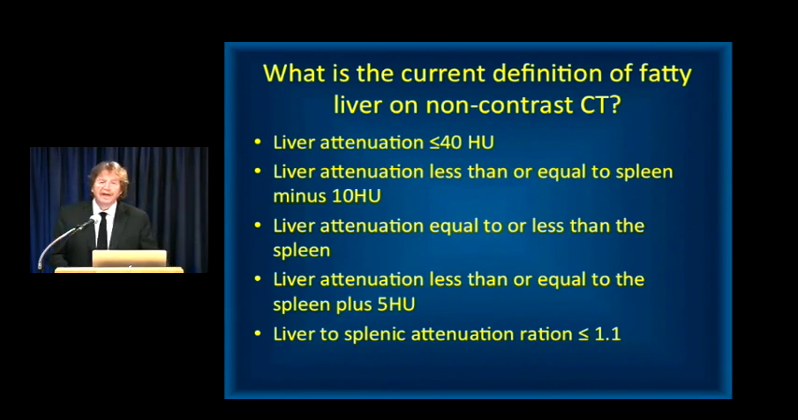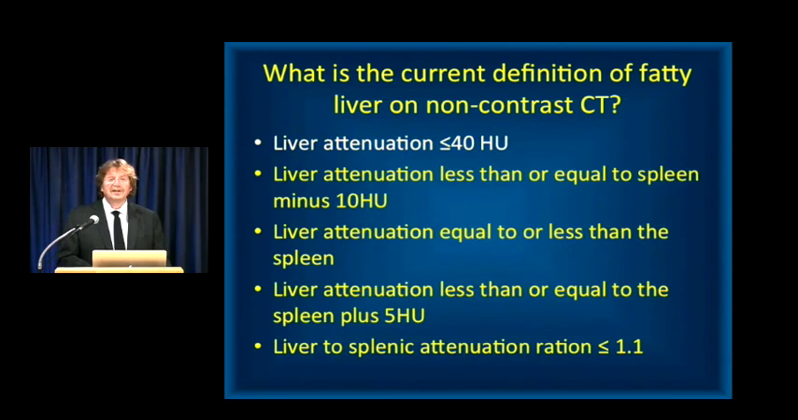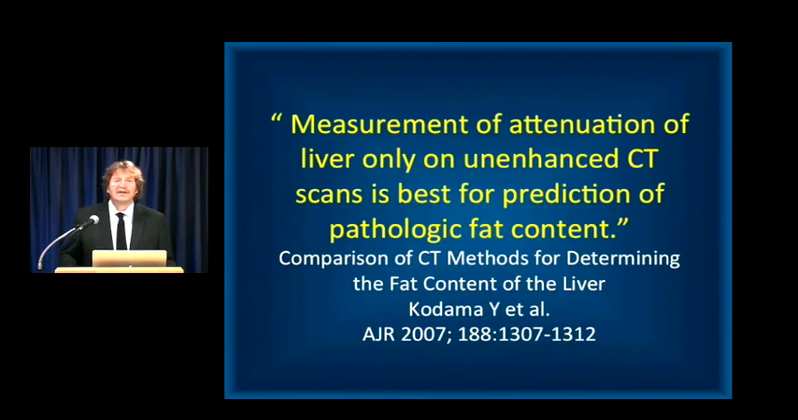When you look at it, there are a number of different definitions I've read. Liver attenuation under 40 Hounsfield units, liver attenuation less than or equal to the spleen minus 10, liver attenuation equal to or less than the spleen, liver attenuation less than or equal to the spleen plus 5 Hounsfield units, liver to spleen ratio less than 1.1. All of those have been definitions, but the one you really want to look at is liver attenuation under 40 Hounsfield units. And there have been several articles.